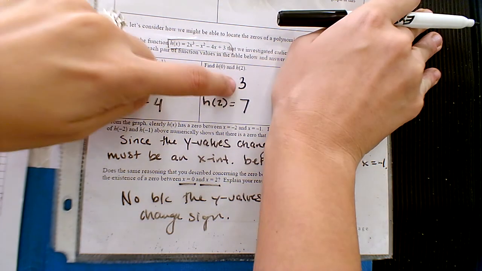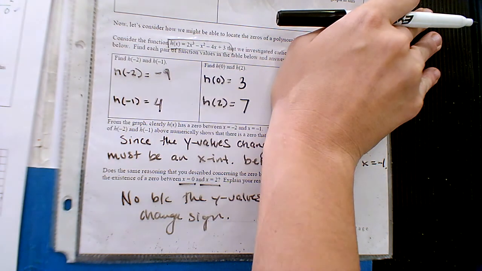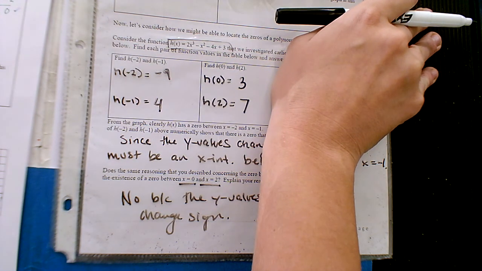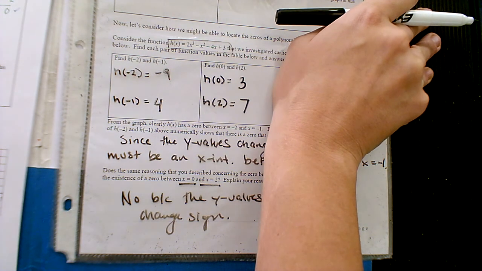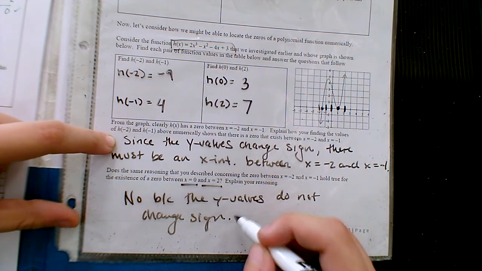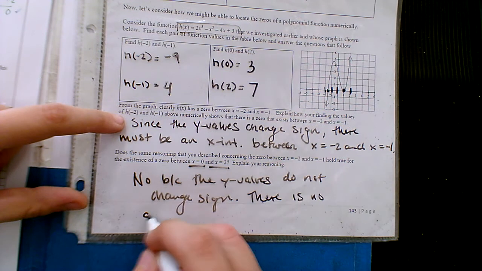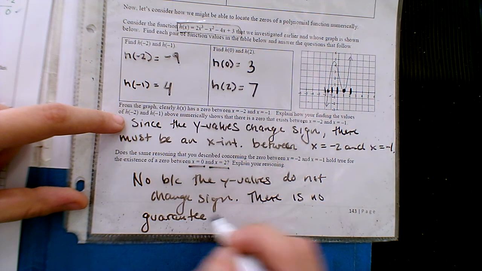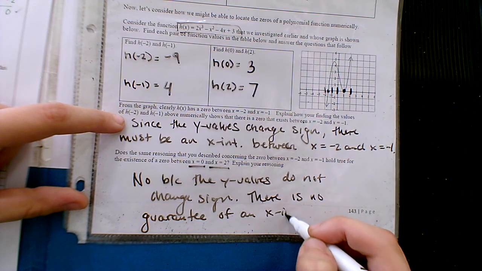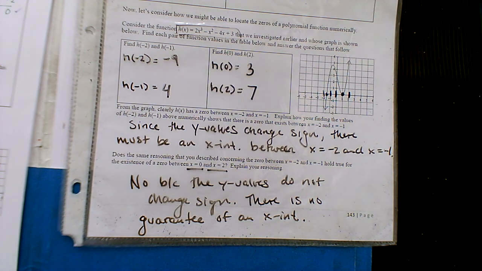So if we just have these numbers, we know for sure it doesn't cross the x-axis, but our only other possibilities are it bounces or it's not even near the x-axis at all. So we're not guaranteed an x-intercept, like we are for the previous one. So no, because the y values do not change sign, there is no guarantee of an x-intercept. Even though there is one based off the graph, if we just look at the numbers, that's not enough for us to conclude that there is an x-intercept. We're not guaranteed.